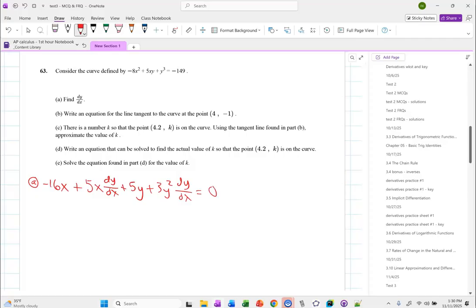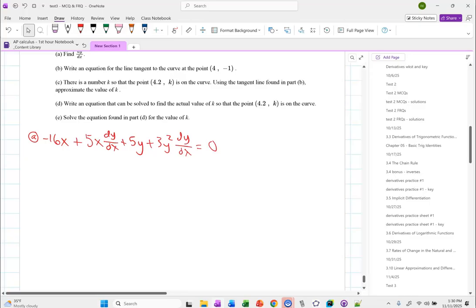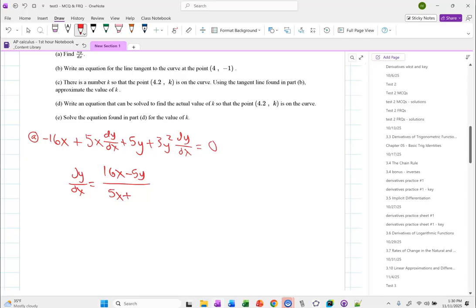equals 2. Great. And then we add over the 16x and subtract over the 5y and then divide over the 5x plus 3y squared, right? I'm just going to do that algebra in one step. Does anybody object to that? Right, at this point when the calculus is done, the algebra is fairly straightforward. Feel good?